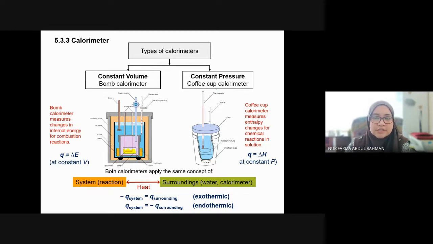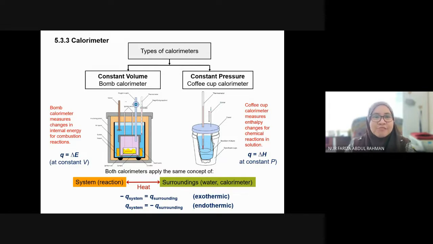So this is the easiest way to prepare this calorimeter. You just need a styrofoam cup. You need at least 2 styrofoam cups, and then you stack them together to minimize the heat loss. And then you have a lid, cover it, and then you place in the thermometer. So as simple as that. So this will be the cheapest alternative to prepare the calorimeter.